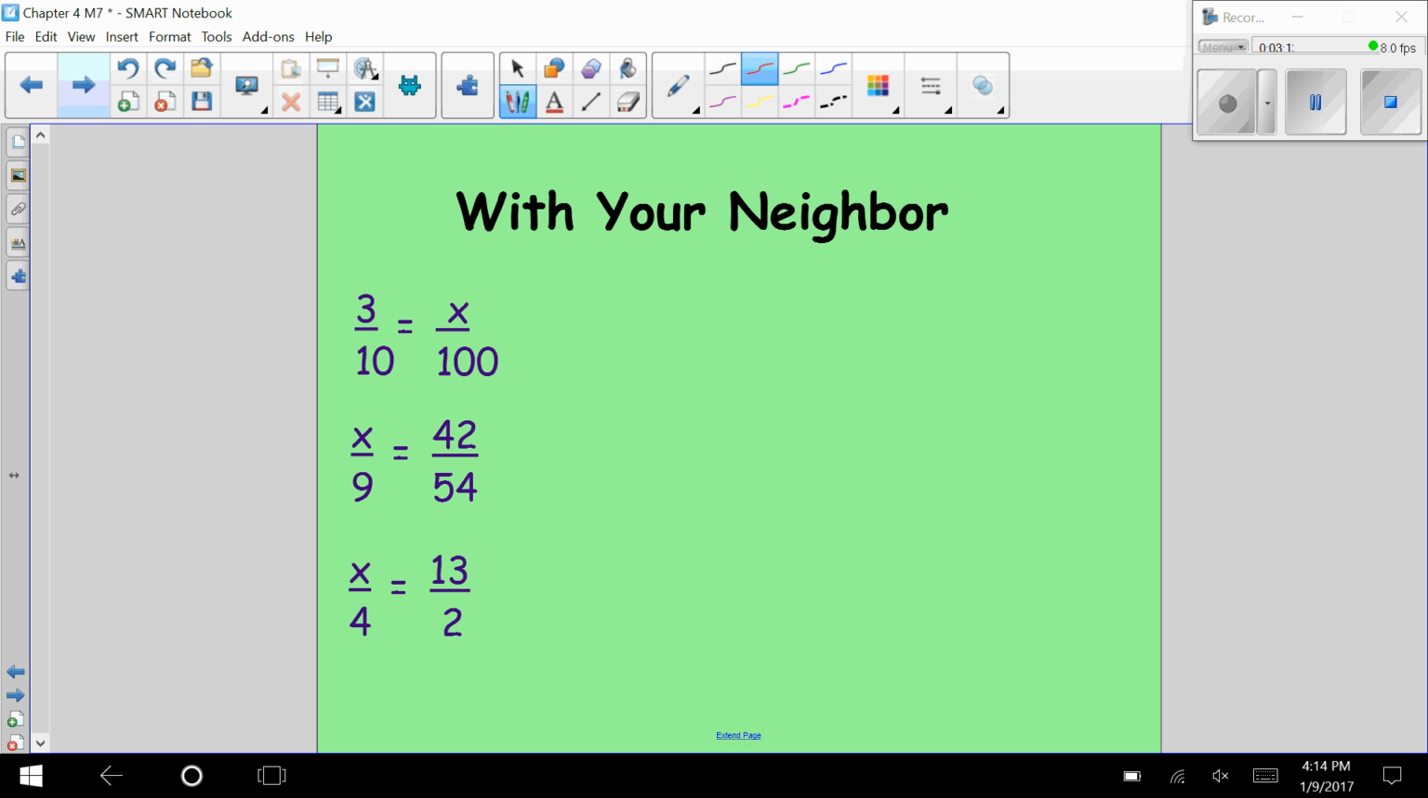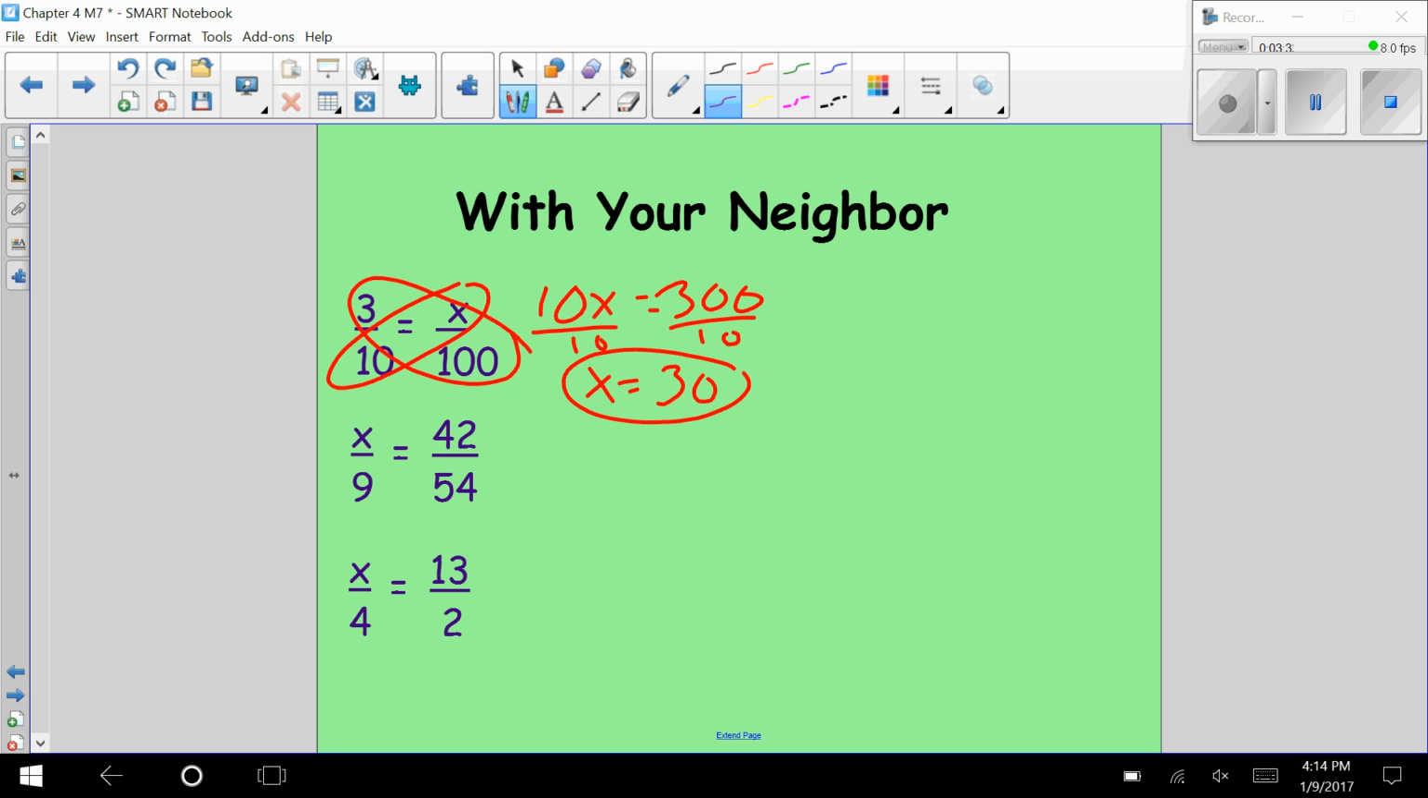So try these with your neighbor. You can use any method you would like. I'm going to show you using the cross products method. So 10 times x equals 3 times 100, which is 300. Divide them both by 10. I get x equals 30.